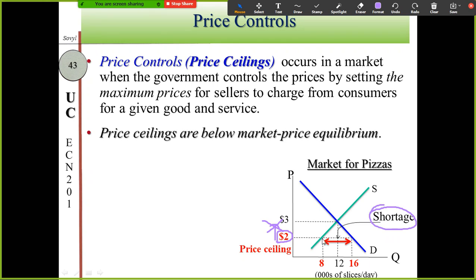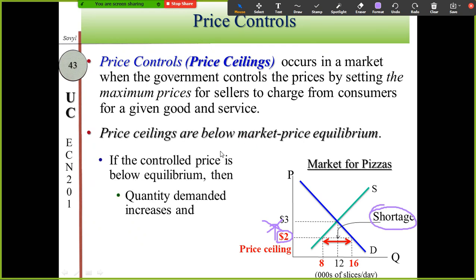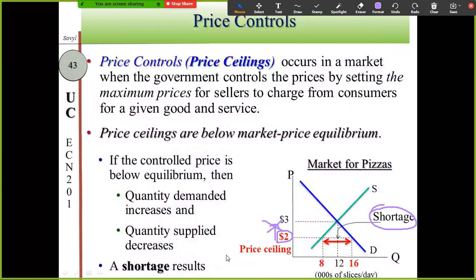If the price stays at only 2, sellers sell less, buyers buy more. That's why the market will reach a shortage. If the control price is below equilibrium, then quantity demanded increases and quantity supplied decreases. As a result, a shortage. Okay, shortage. So we have been looking at the beginning of this lesson: equilibrium price, equilibrium quantity, equilibrium market, and the previous points, excess demand, excess supply, and now price control.